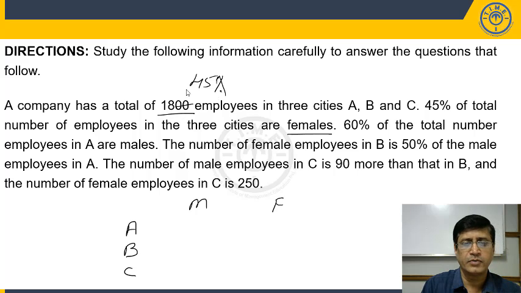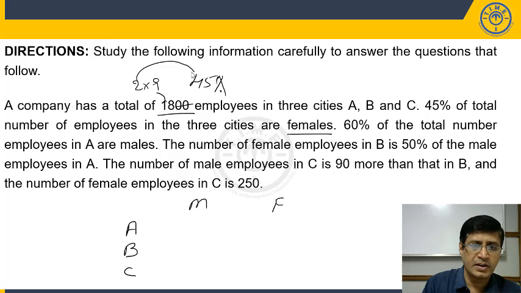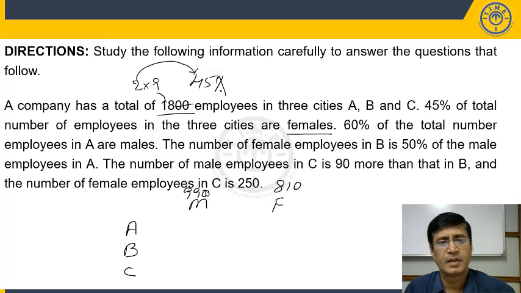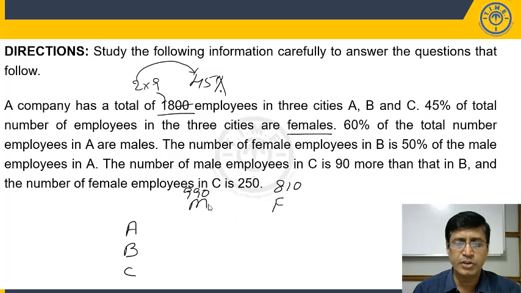So 45% of 1800 means now percentage and 0 get cancelled. The product of 18 and 45. So 18 means 2 into 9. So 2 times 45 is 90. 90 into 9 is equal to 810. So total number of females is equal to 810. So what about the total males? 990. Am I clear? 990 plus 10, it is 1000. 1000 plus 800, that is 1800.